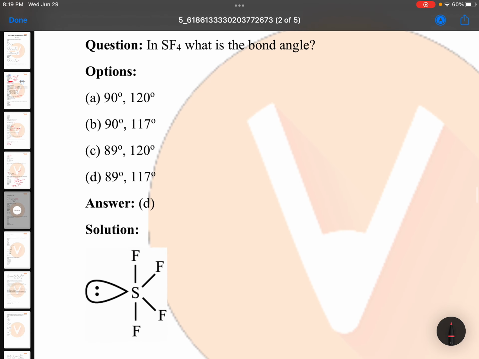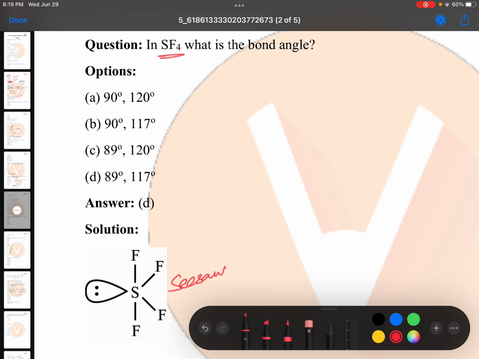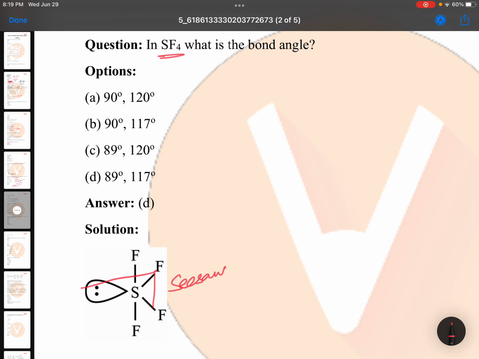ये बढ़िया. This is one very memory based question, you can say. SF4 is of seesaw shape. So when this is of seesaw shape, the structure will be like this. Okay, between them angle is 120 degrees. Above this will be 90 degrees. So close to 90 and close to 120. All options are very close. Not exactly 90, so you can go with this. Not exactly 120, so you can go with this.